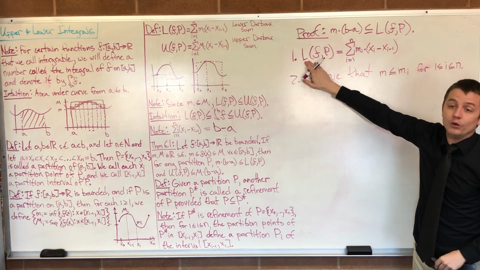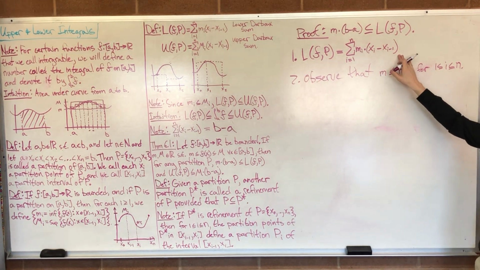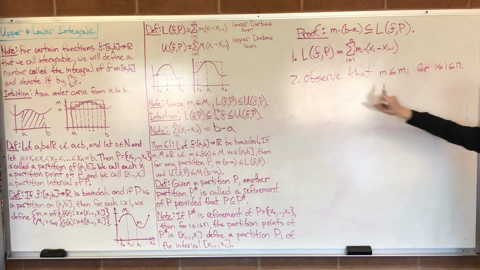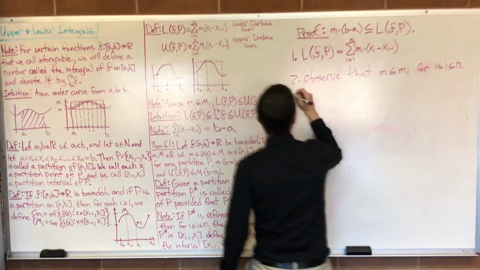So, whatever our lower Darboux sum is, it's equal to this thing. Right? And we know that whatever little m is, it's always less than or equal to the lowest value the function achieves on some interval. Good? So now it's just algebra.